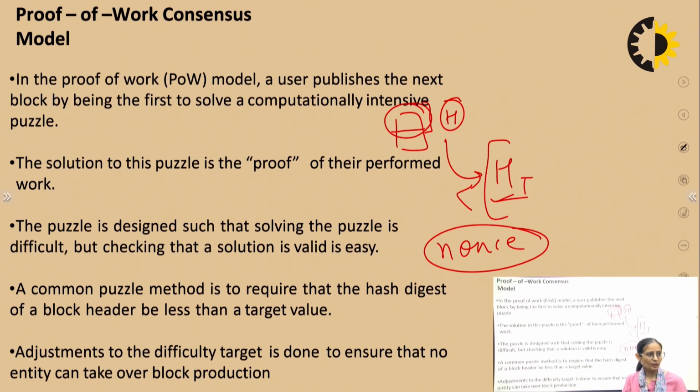Now the adjustment to the difficulty target is done to ensure that no entity can take over the block production, as we have already seen with the monopoly of one of the users which we talked about earlier. So this target value never remains the same. We keep this target value the same for some predefined amount of time, and after that we change this target.